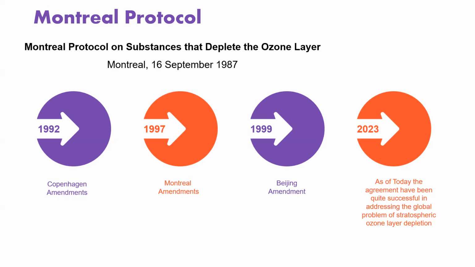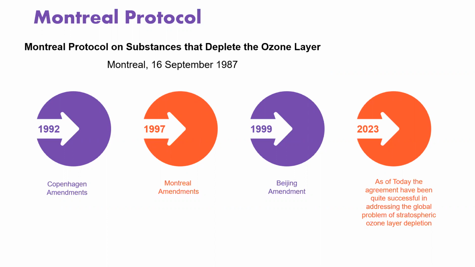And also by the year 1997, there was the Montreal Amendment that was working on getting countries to establish and implement a licensing system for import and export of all sorts of the controlled substances. So it's not only phasing out, but also working on licensing mechanisms, working on controlling the already produced substances for a very responsible use.